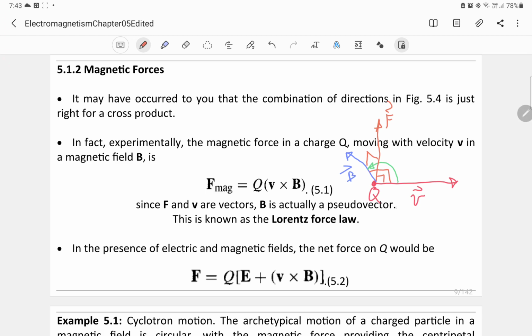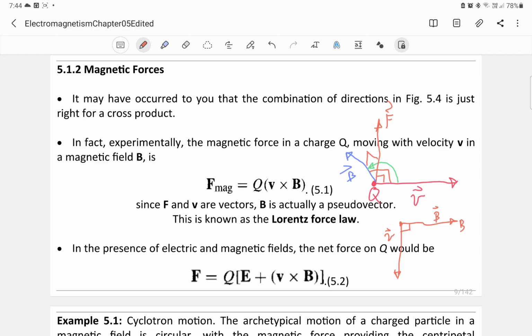So say for example our V is in this direction, and our B is in this direction. So if these are perpendicular, they are exactly in the same plane. So use our right hand to cross V to B.